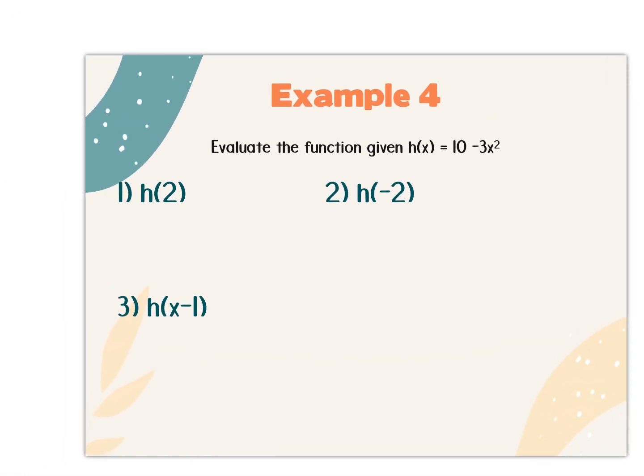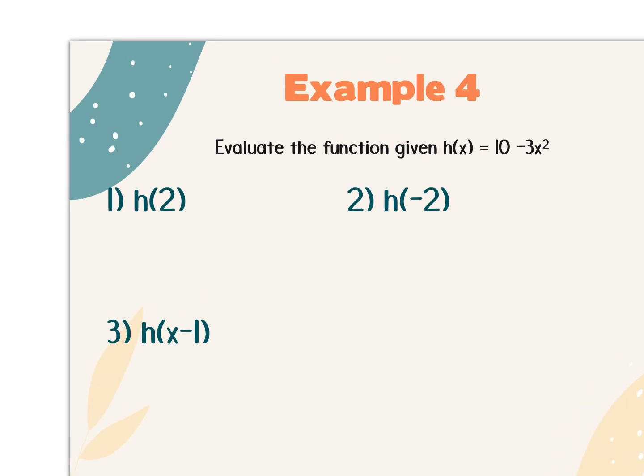Now it says here, evaluate the function given that h of x equals 10 minus 3x squared. So again here, now they're dealing with a function called h. So they want to know what is the value of this function when x is 2. So again, I'll write the original function down and then I'll sub in a 2 for x. So it's 10 minus 3 times 4. So it's 10 minus 12, and it's negative 2.